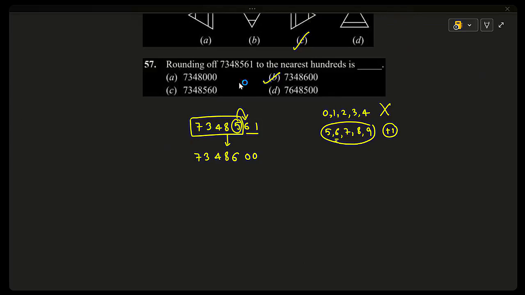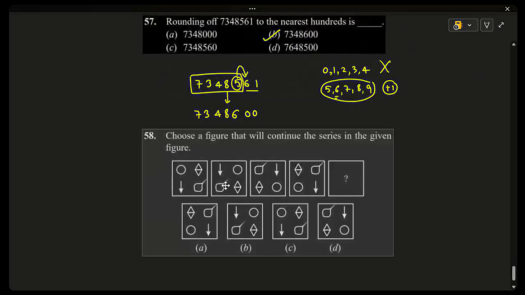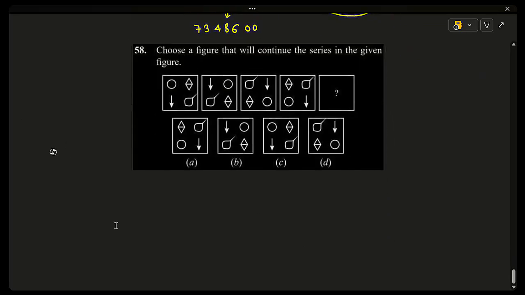58th one. Fifty-eighth question. Choose a figure that will continue the series in the given figure. So first you concentrate on one picture at a time. So circle is here, here, here. So it is rotating 90 degrees clockwise.